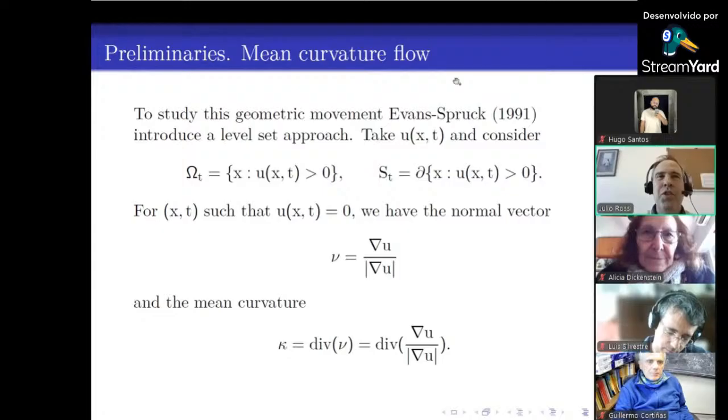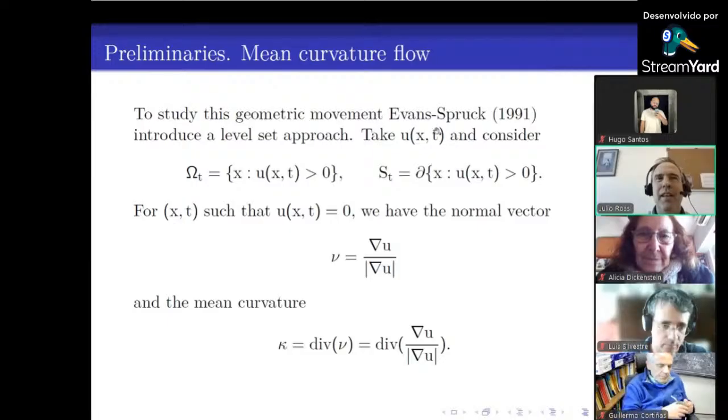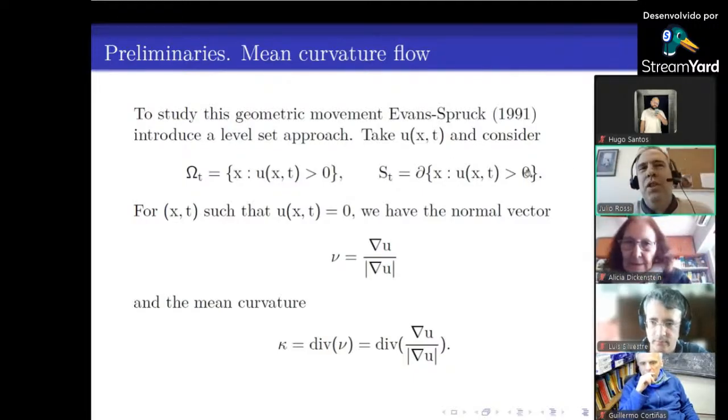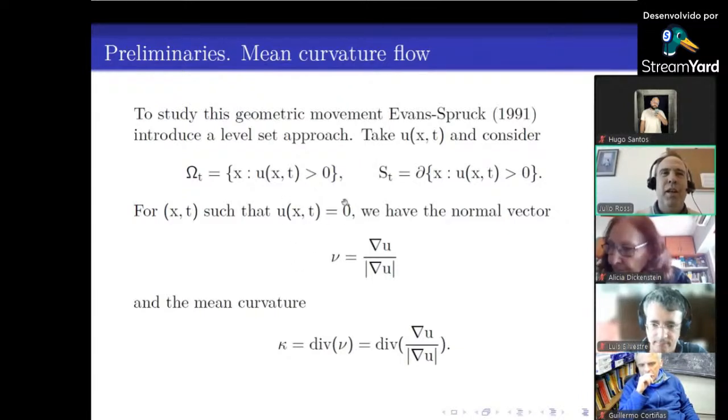So this approach is based on level sets. They take a function u(x,t), defined for x in R^n, t positive, and you take Omega_t, the positivity set of the function, that is the interior, what is inside the surface. The boundary, the surface that you want to study, is the boundary of the positivity set. Assume for this talk that everything is going to be regular and smooth. So the boundary is exactly the zero level set of your function u.